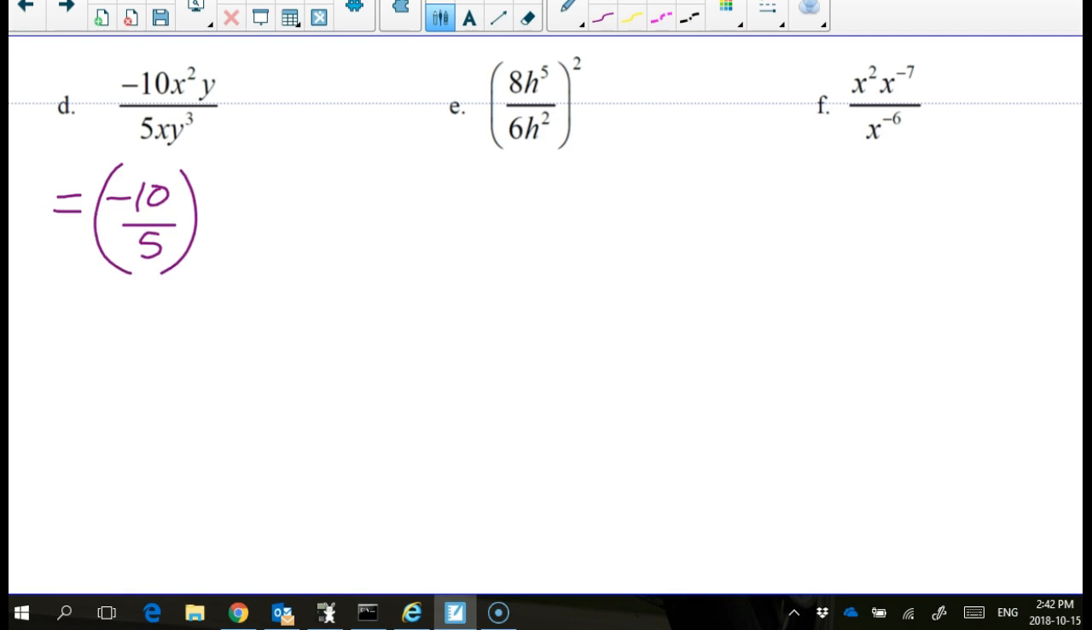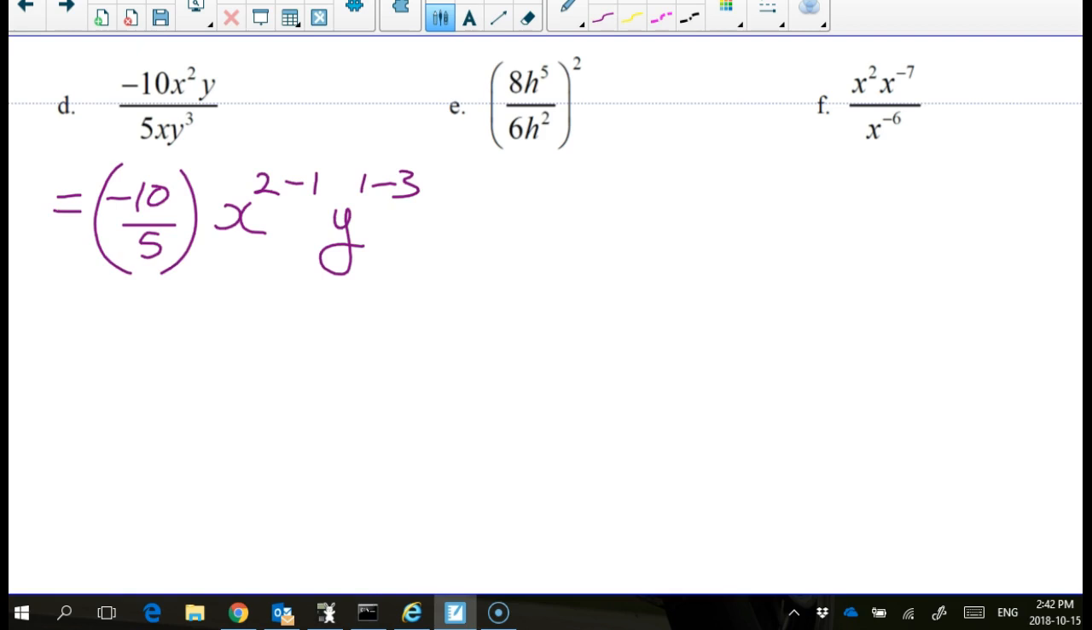Okay, if I want, you don't have to do this. You could just straight write -2. But you can also do this and then say x to the 2 minus 1 and y to the 1 minus 3. So what I'm doing in the simplifying is I'm using the exponent laws.